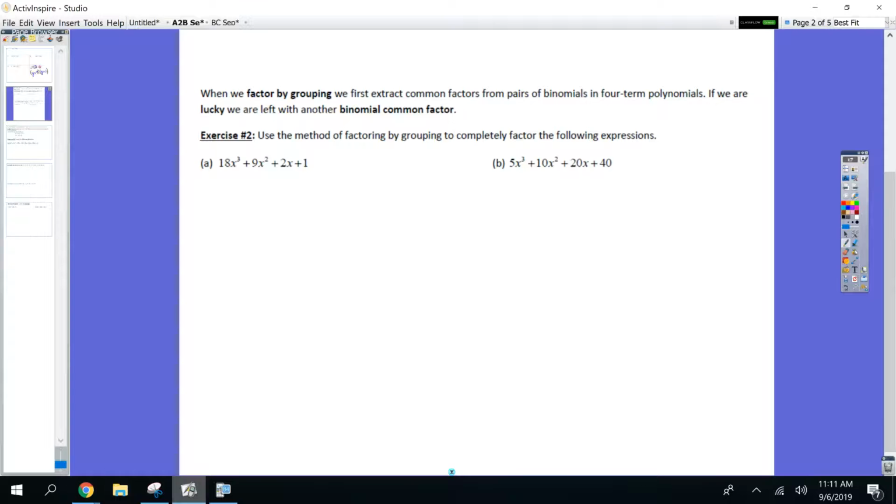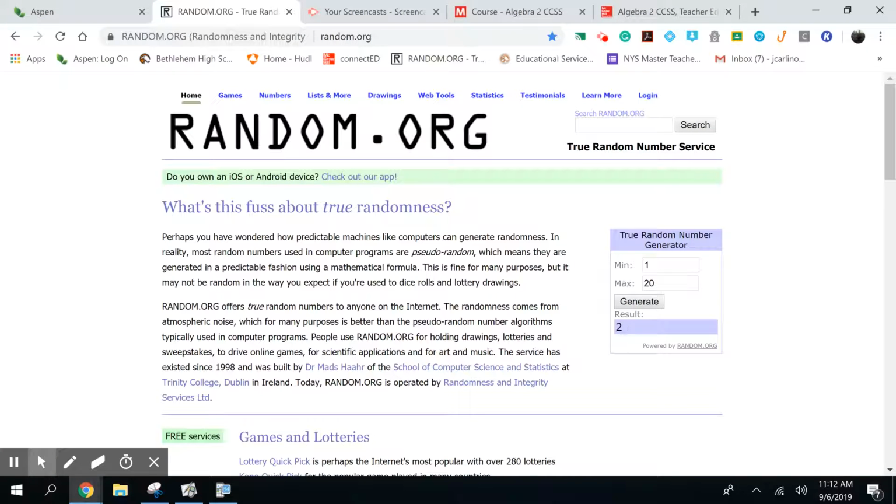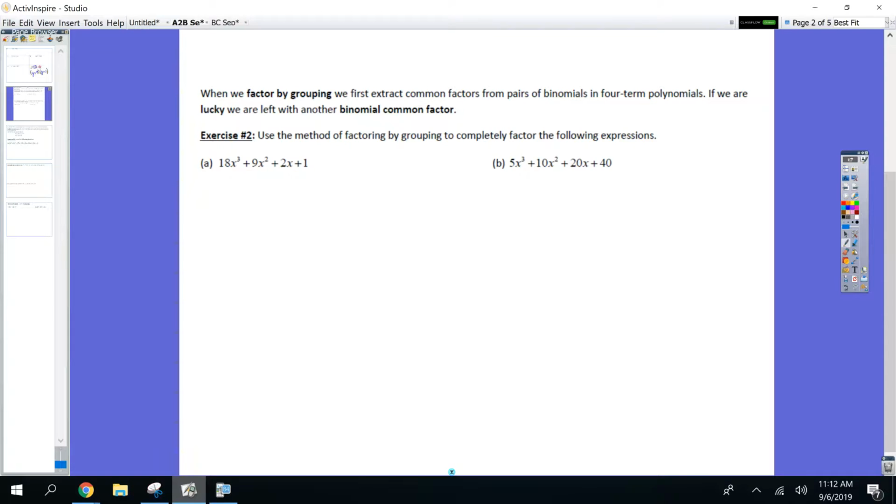Here you go, 16. What do you got? What's the GCF? None? Yeah, it's all right. It's my fault. 2. 5. So we take out a 5. What's left when you take out the 5? X cubed. 2x squared. You got some signs there? Plus 2x squared. Plus 4x. Plus 8. There we go.